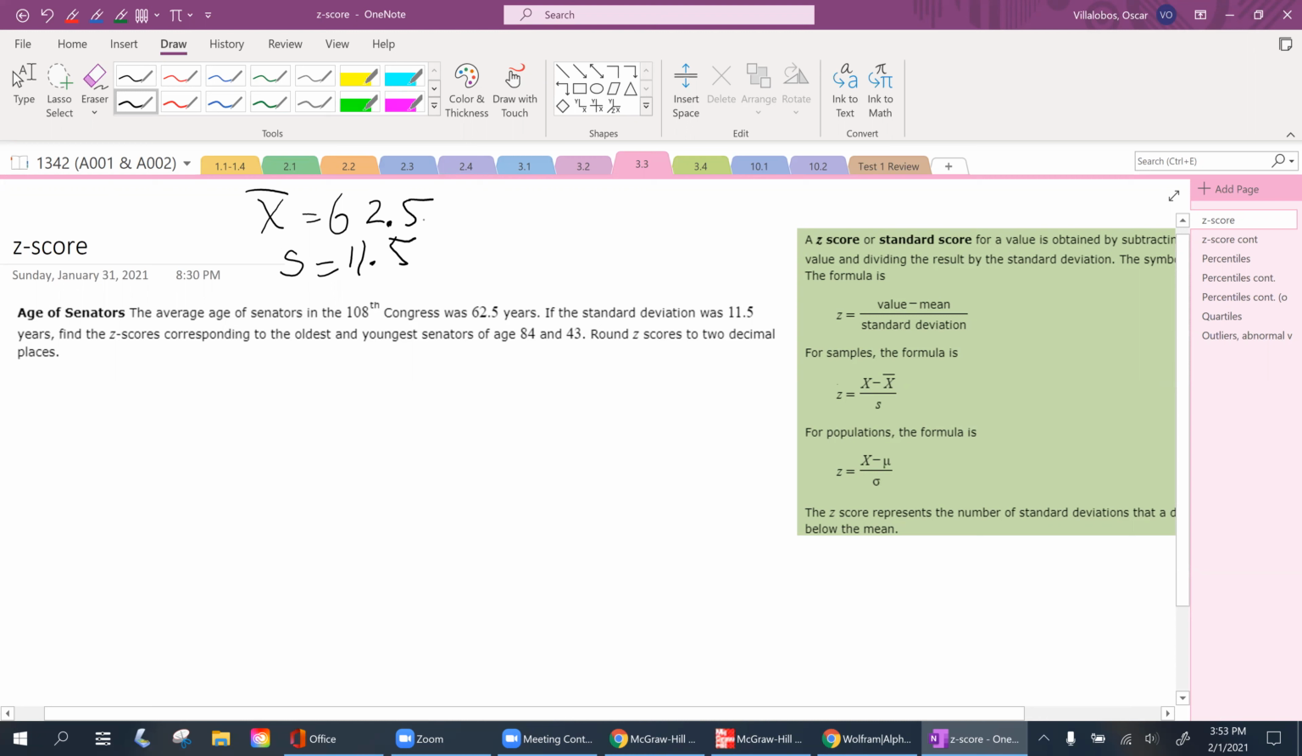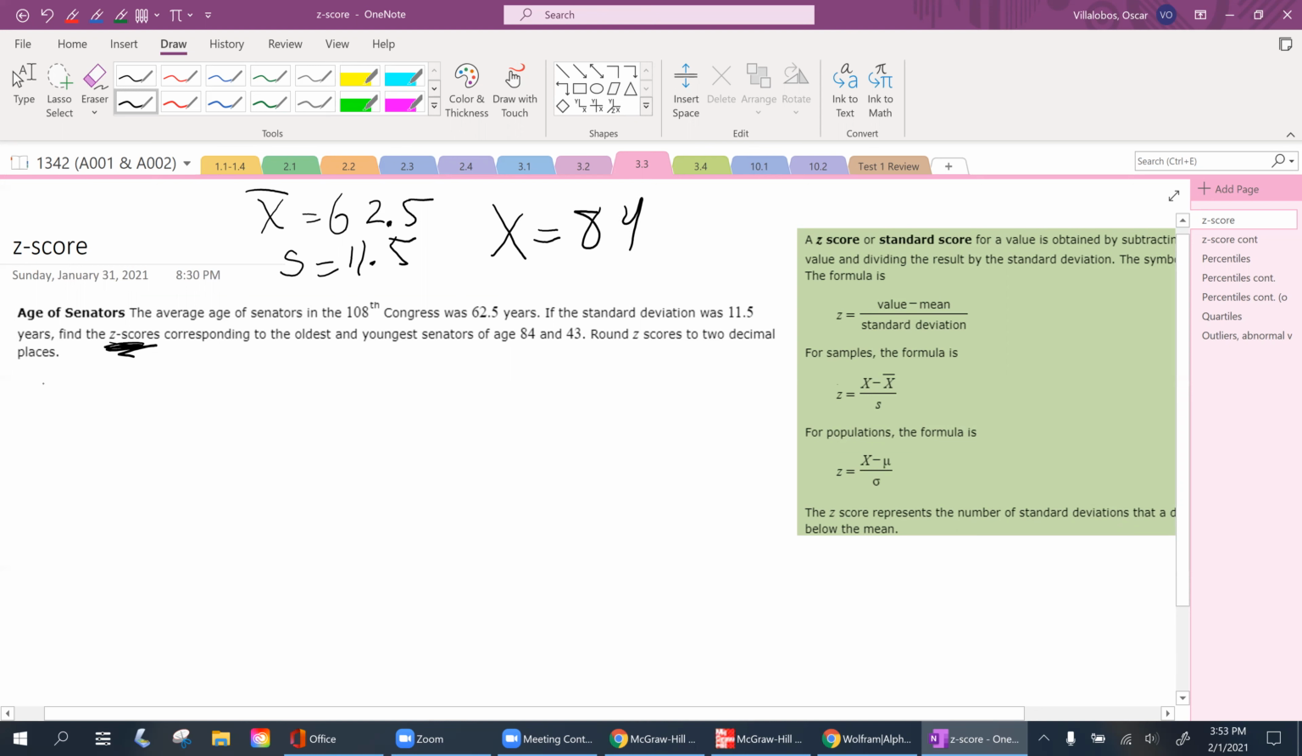Find the z-scores. So they're already telling me that I have to find my z. Specifically, find the z-scores corresponding to the oldest and youngest senators of age 84 and 43. So that means I'm going to have to do this problem twice. My first z-score, let's do it for 84. So that's going to be my x. My x is going to be 84.